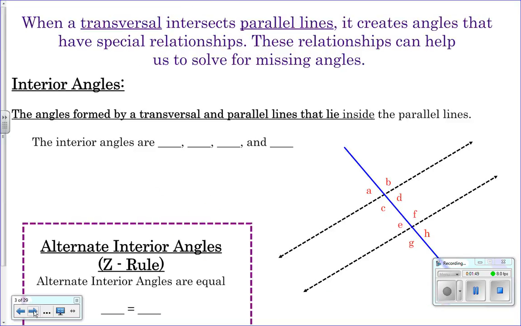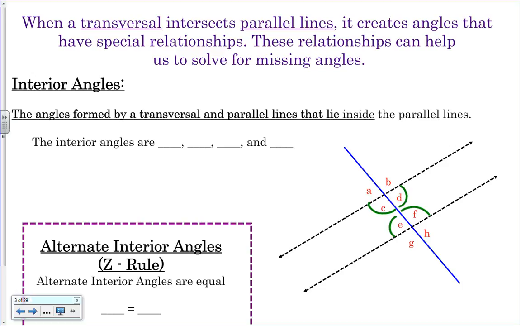The first one says when a transversal intersects parallel lines, it creates angles that have a special relationship. These relationships can help us to solve for missing angles. The first one is called the interior angles rule. It says the angles formed by a transversal, remember the transversal is our line that intersects our parallel lines, and parallel lines that lie inside the parallel lines. So the interior angles are going to be these in here. See how they're inside? So C, D, E, and F.